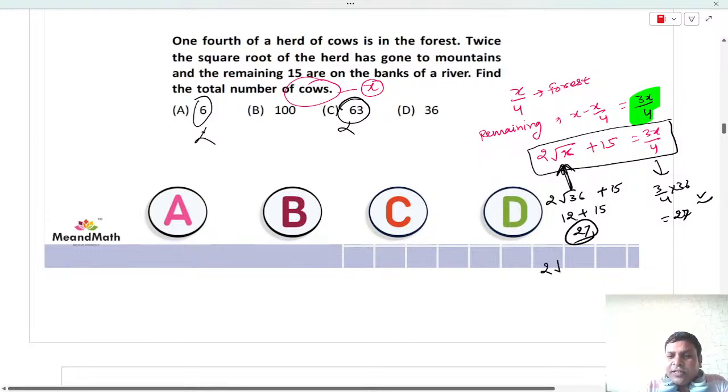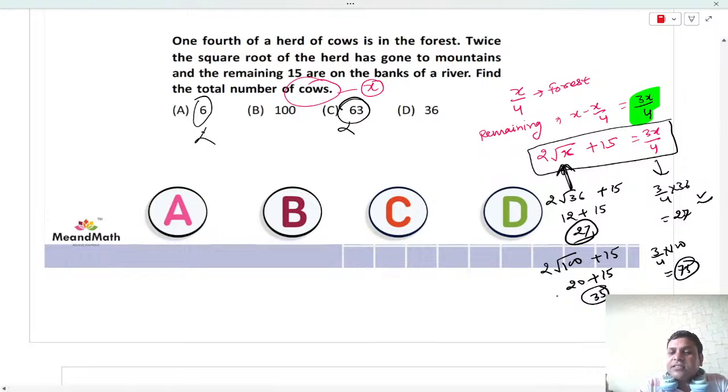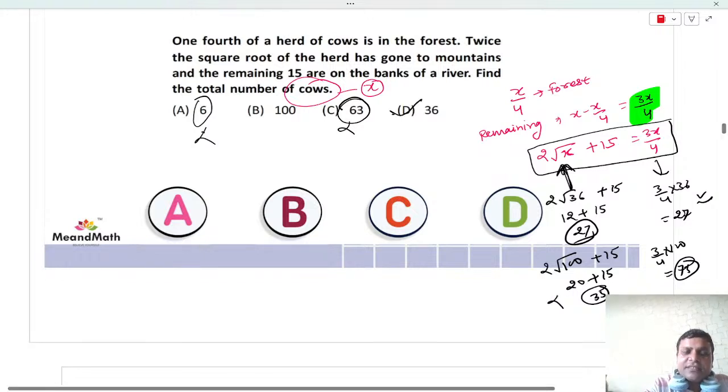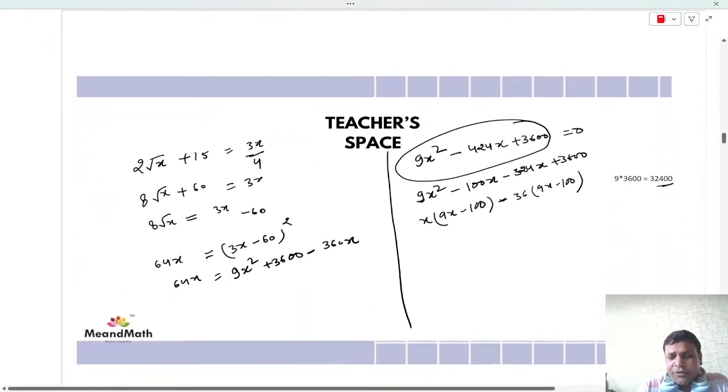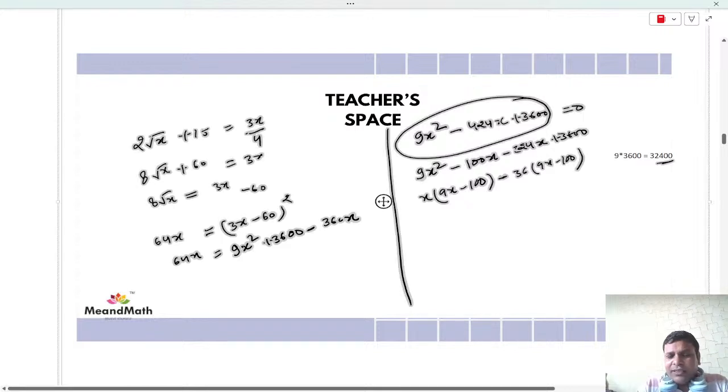So if you write 100, 2 root 100 plus 15, this is 20 plus 15, so the answer is 35. If you check here, 3 by 4 into 100, this is 75. It's not satisfying, so the answer is 36. So you can do it by this method also. And no worry, you can also find it by the proper method.